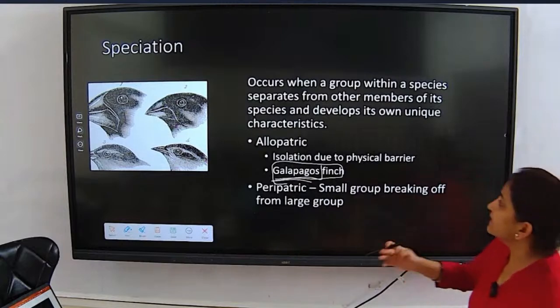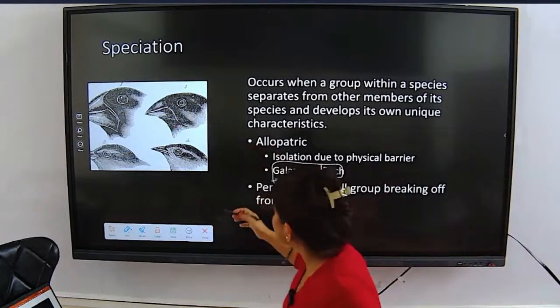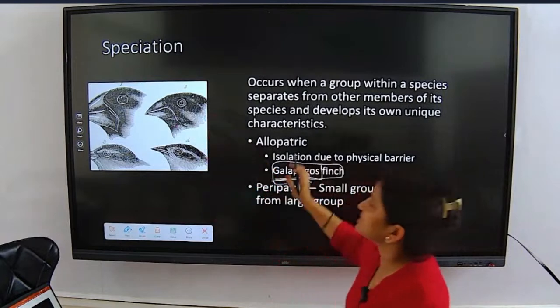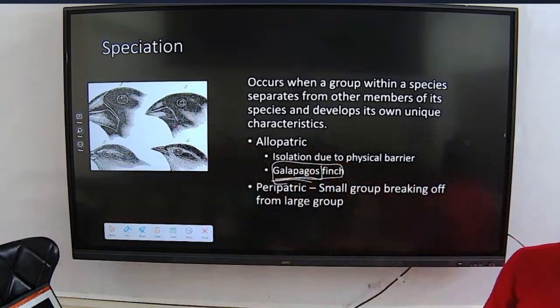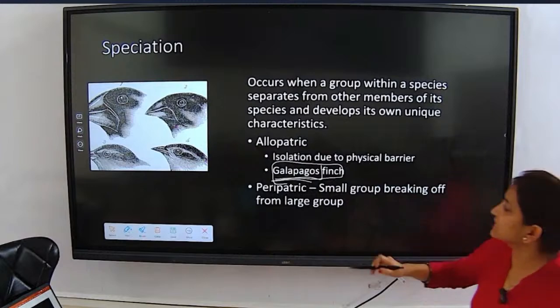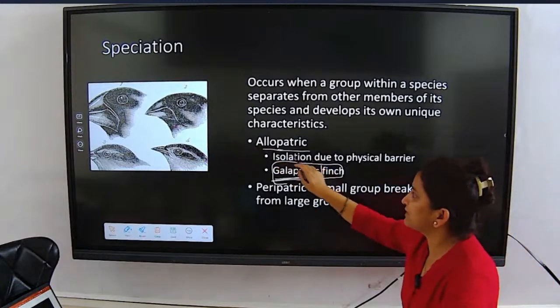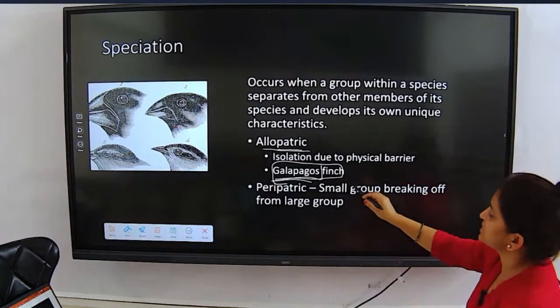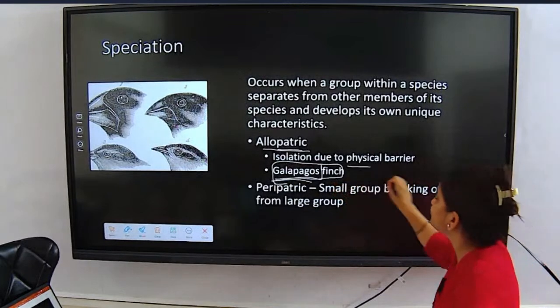And so within this, there can be categories. So speciation we understood, right? Generation of a new species itself. It can occur because of allopatric speciation. Allopatric speciation occurs due to isolation by a physical barrier.